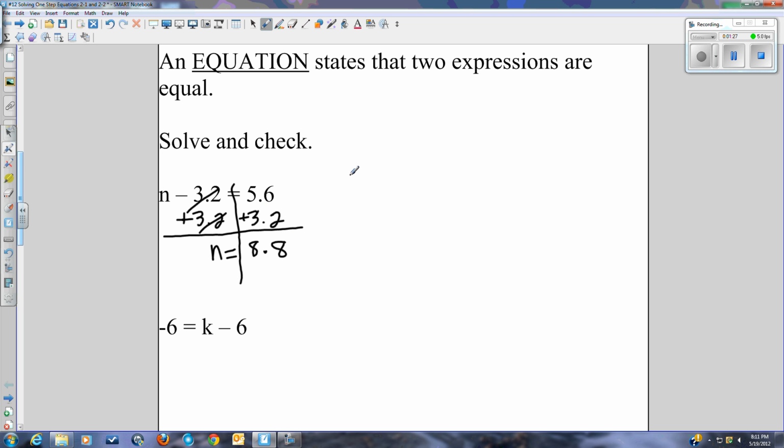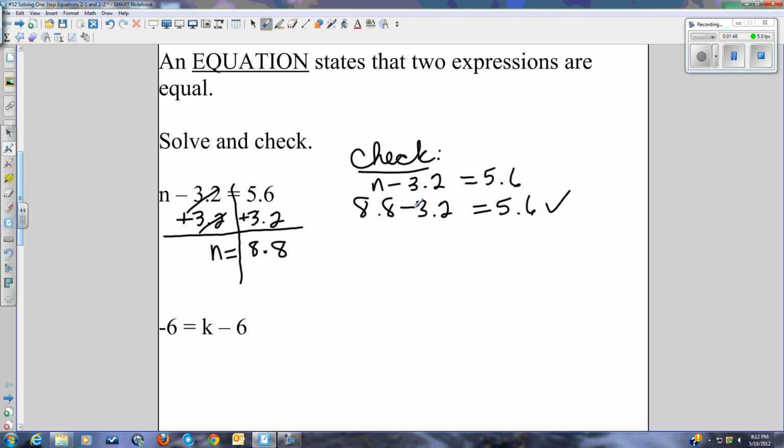Now, to check this, all you're going to do is plug 8.8 in place of n in that equation and see if that really does work. n minus 3.2 equals 5.6. Is 8.8 minus 3.2 equal to 5.6? Absolutely. That's how we check it.